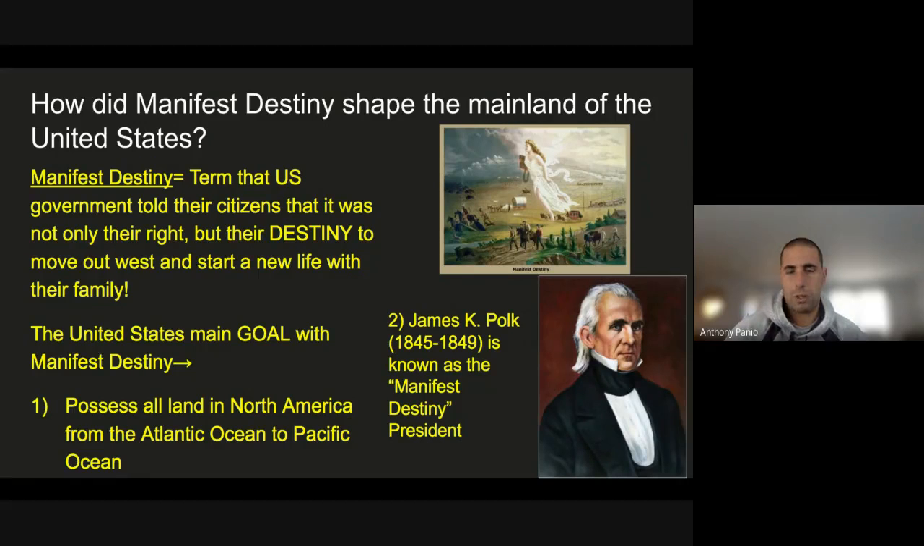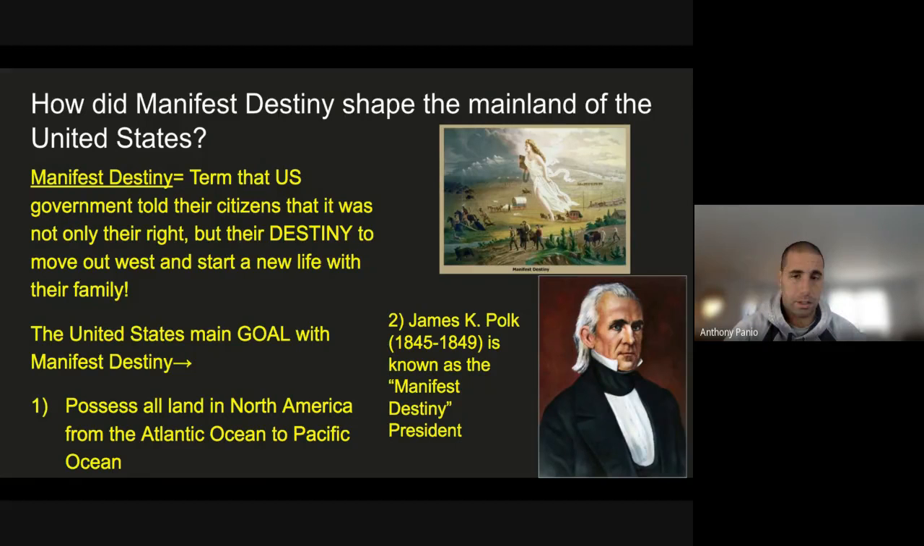But the biggest westward push we had in our country was during this Manifest Destiny time period, which is like 1845 to 1849, or maybe a little before, but in the 1840s. This is where we have our biggest move of settlers out west. This is known as the westward expansion period. And the United States' main goal with Manifest Destiny was very simple: possess all land in North America from the Atlantic Ocean to the Pacific Ocean.